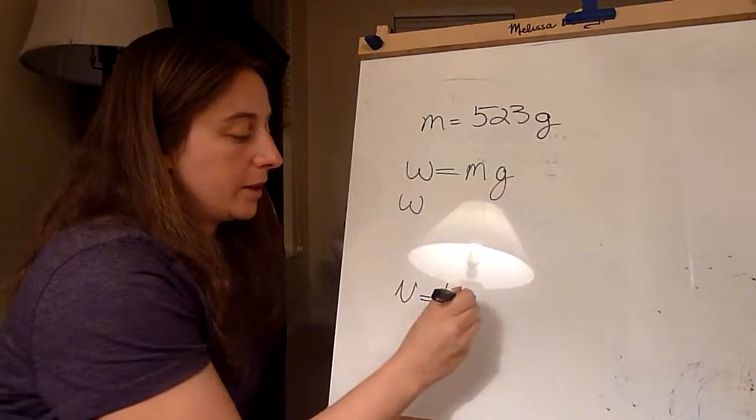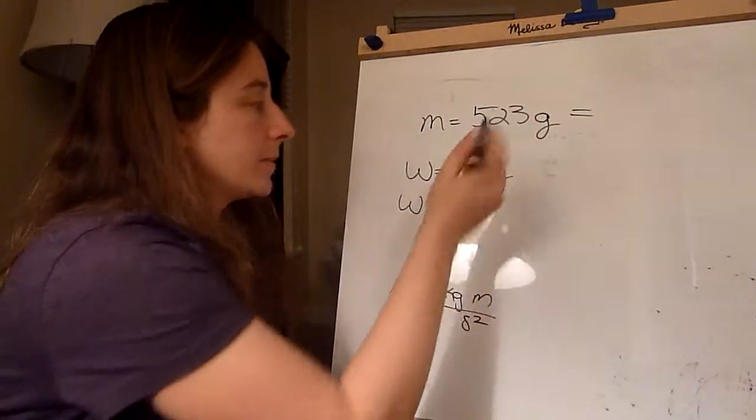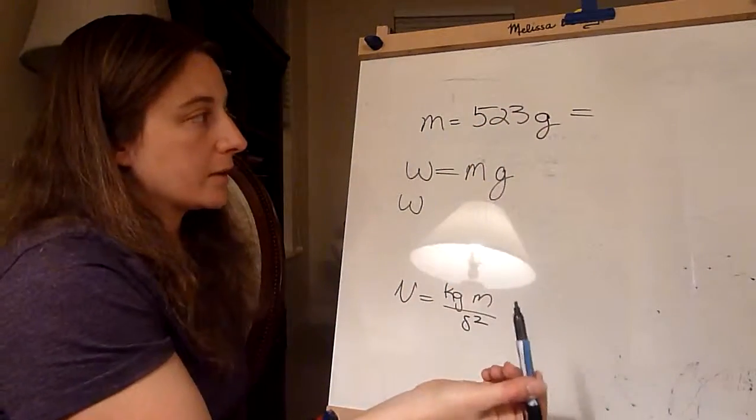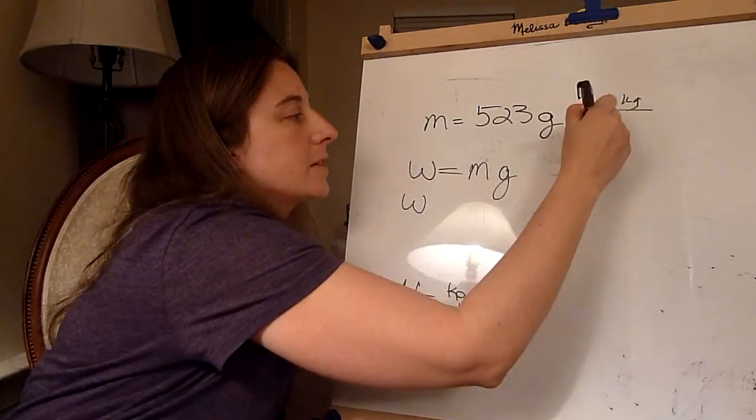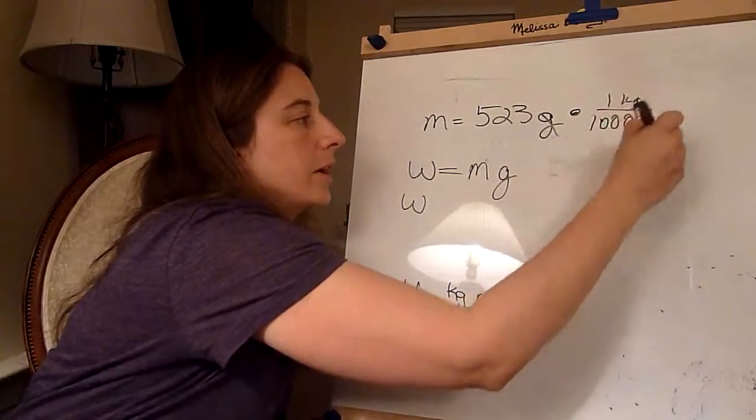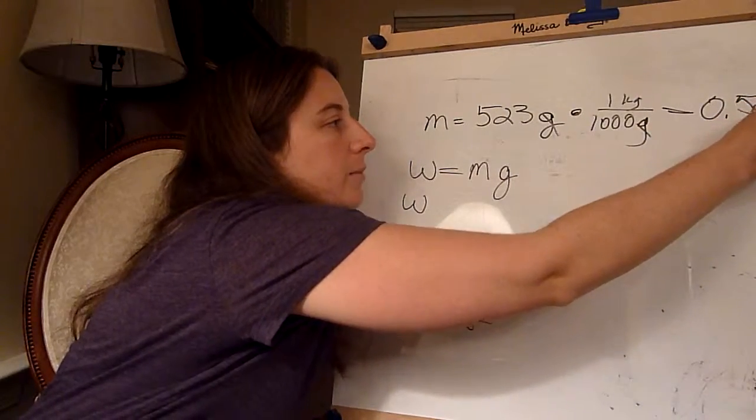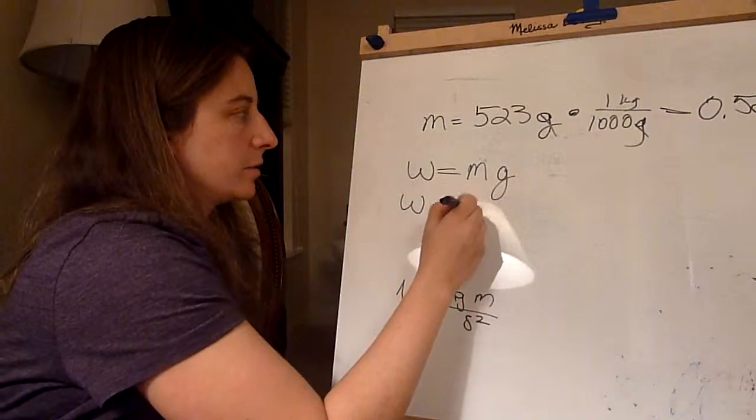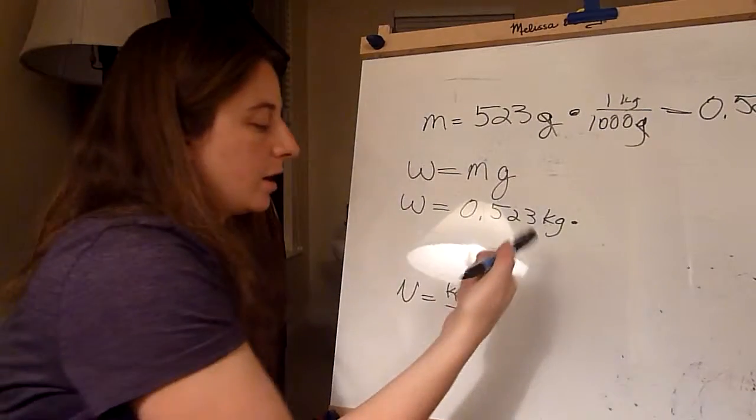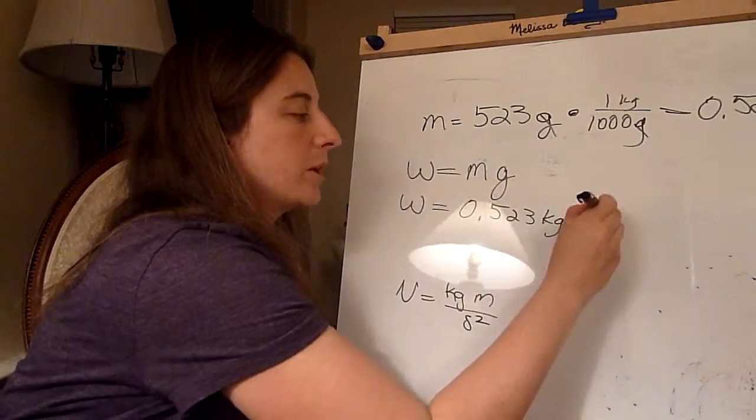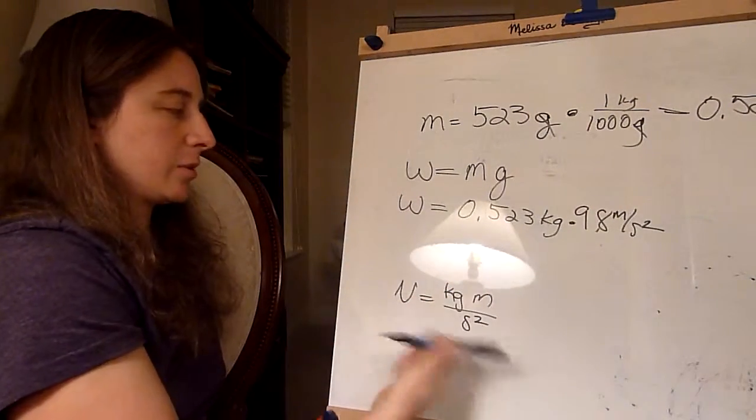A newton is a kilogram meter per second squared. So we really want to convert to kilograms. To convert grams to kilograms, we know there are 1,000 grams in a kilogram. So we could do 1 kilogram over 1,000 grams, cancel our grams, and we end up with 0.523 kilograms. So weight is equal to mass, 0.523 kilograms, times gravity. We want meters per second squared, so we use 9.8 meters per second squared. Our units then will be kilogram meter per second squared, which is a newton.